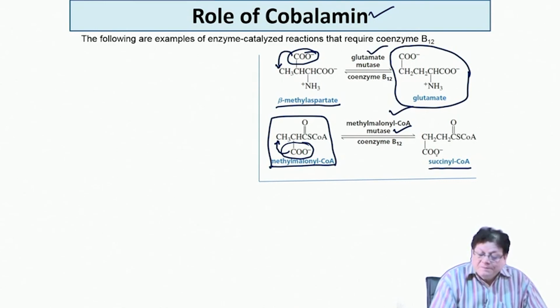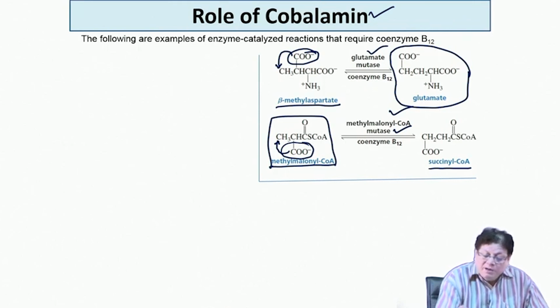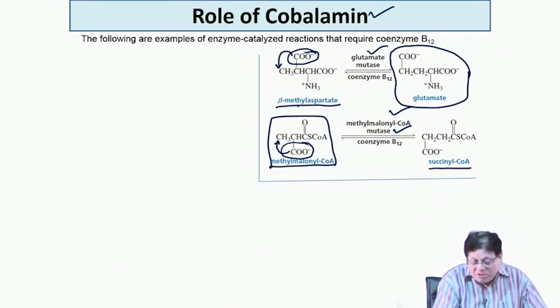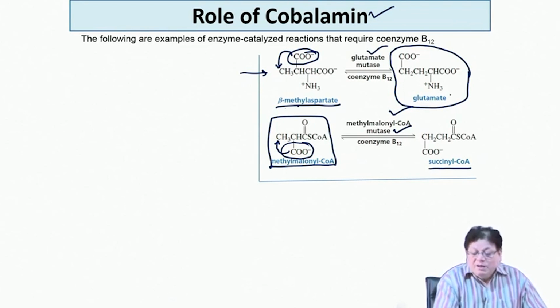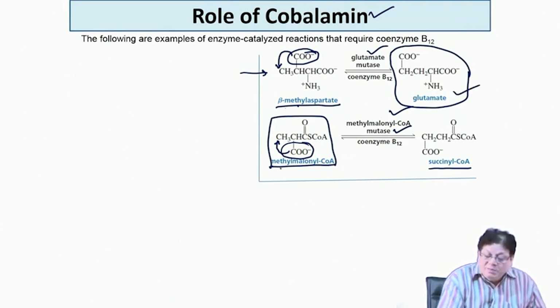Okay. Methyl malonyl CoA mutase. Of course, if it is glutamate mutase, you can actually call it beta methyl aspartate mutase, because you are doing mutation on this and going to that. I think that should be the case, but in the books that is what is written, but my feeling is that it is better that you call it beta methyl aspartate mutase, which gives you glutamate. This is methyl malonyl CoA mutase, which gives you succinyl CoA.